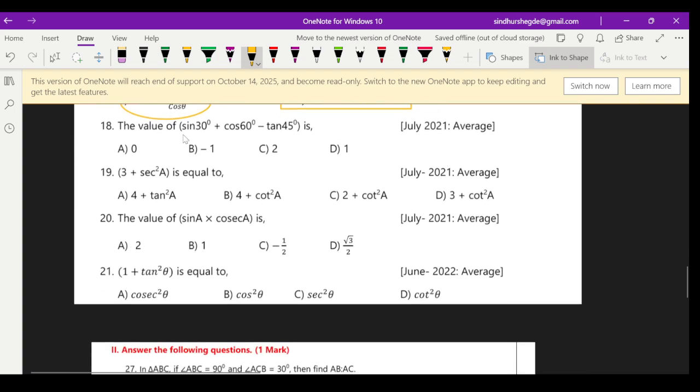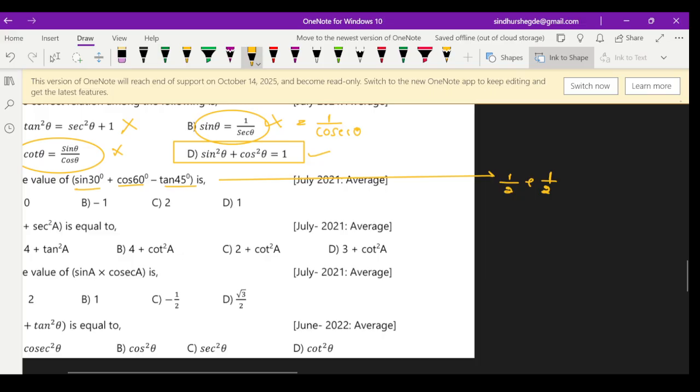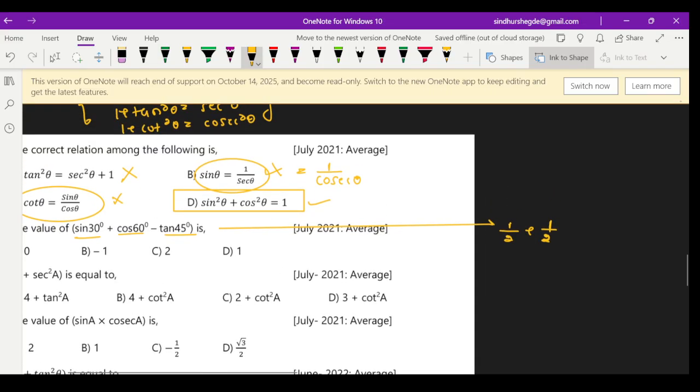So now what is the value of sin 30 degree, cos 30 degree, tan 45? Simply put the values and try to solve this. Sin 30 is 1 by 2, and cos 60 again is also 1 by 2. Always remember 30 and 60 are brothers. Sin 30 is equal to cos 60, and cos 30 is equal to sin 60, that is root 3 by 2.